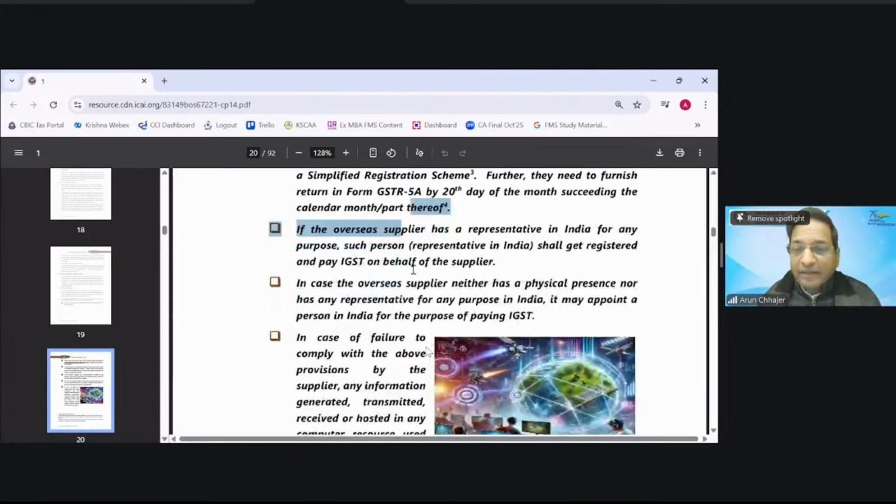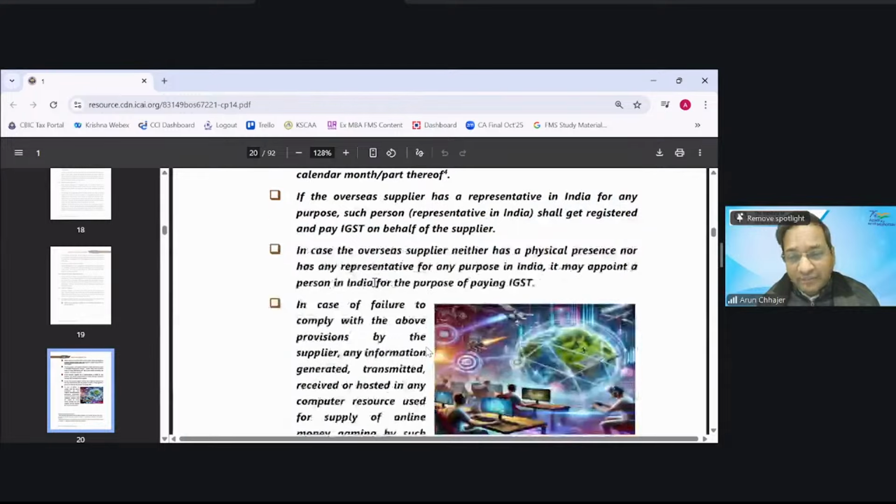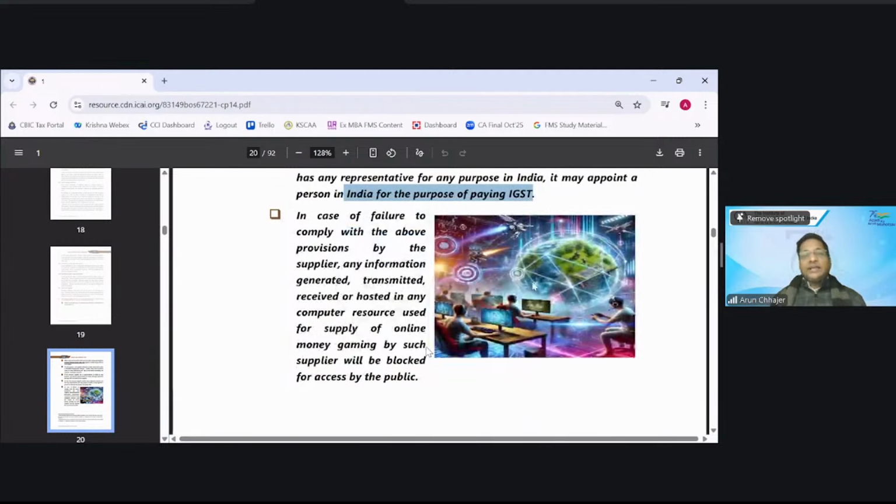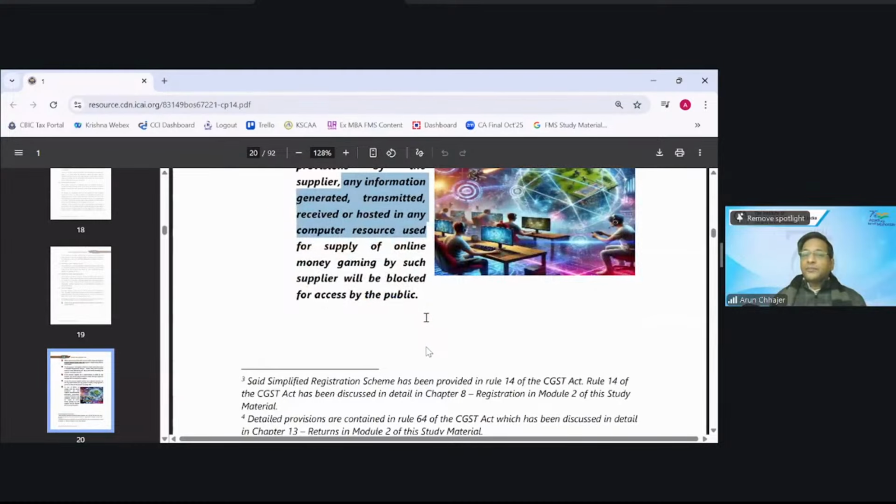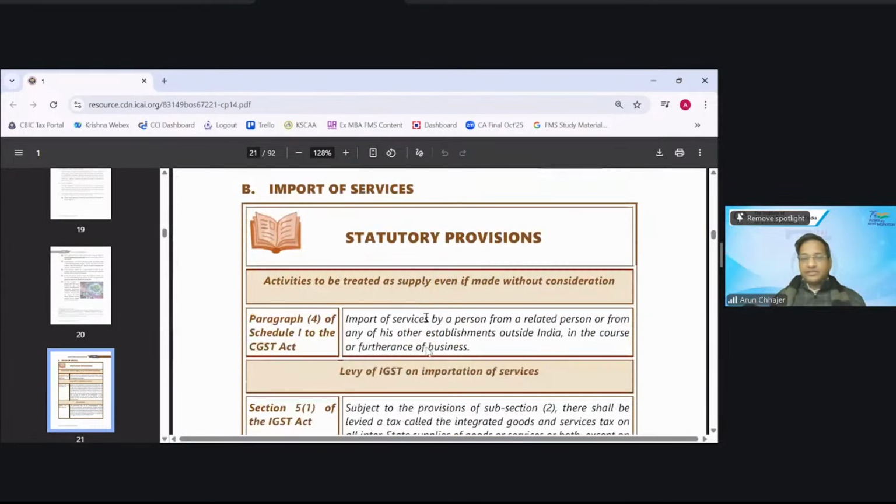If the overseas supplier has a representative in India, then such representative will get registered and pay the IGST. And if they have neither physical presence nor any representative, they may appoint a person in India for the purpose of paying IGST. In case of failure to comply with the above provision by the supplier, any information generated, transmitted, received, or hosted in any computer resources used for the supply of online money gaming will be blocked for access by the public. Okay, that we have discussed.